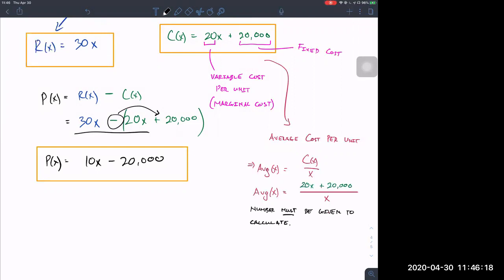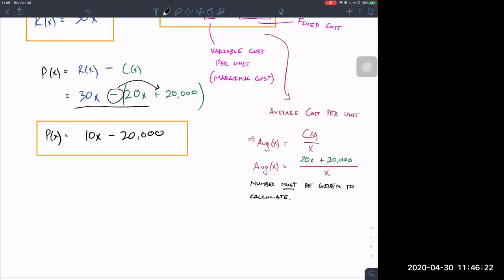All right. What about break even? Break even is specific to, I'll use pink again, the profit function. The profit function allows for break even.